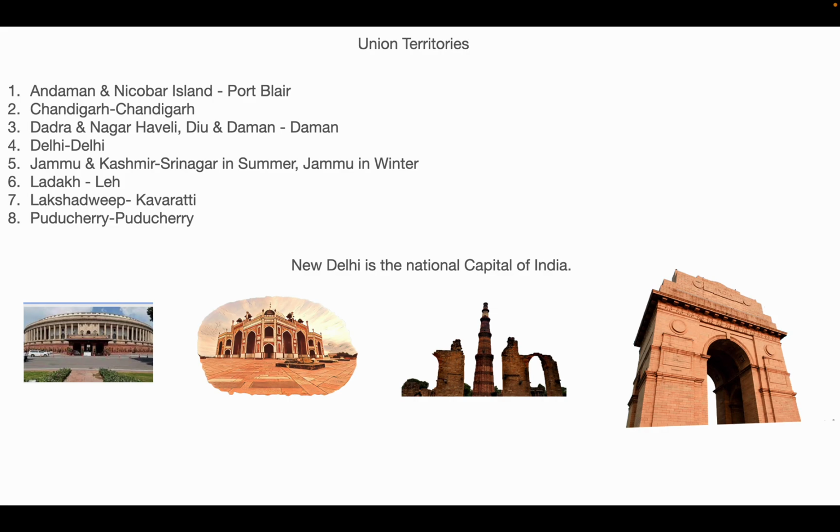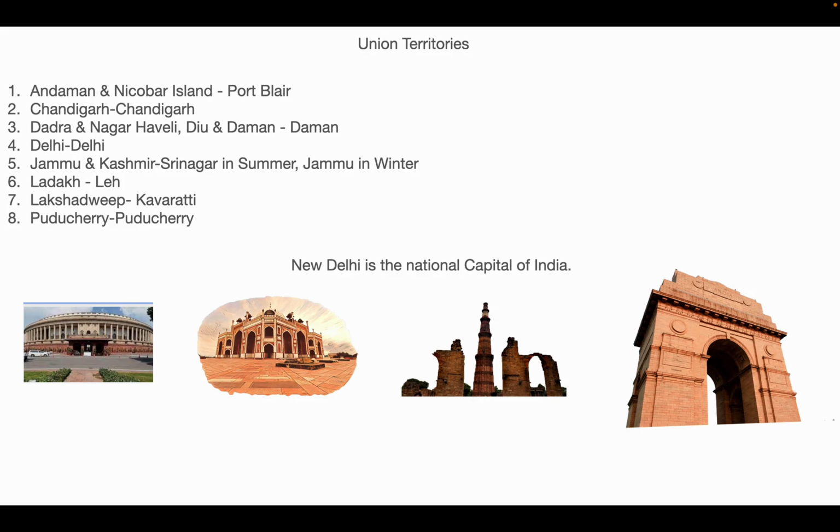Now we have 8 union territories with their respective capitals. Andaman and Nicobar Islands, the capital is Port Blair. Chandigarh, the capital is Chandigarh again. Dadra and Nagar Haveli and Daman and Diu, the capital is Daman. Delhi, the capital is again Delhi. Jammu and Kashmir, it's again a union territory, and Srinagar is the summer capital and Jammu is the winter capital. Ladakh, it's Leh. Lakshadweep is Kavaratti, and Puducherry or Pondicherry, as we know, is Puducherry itself.